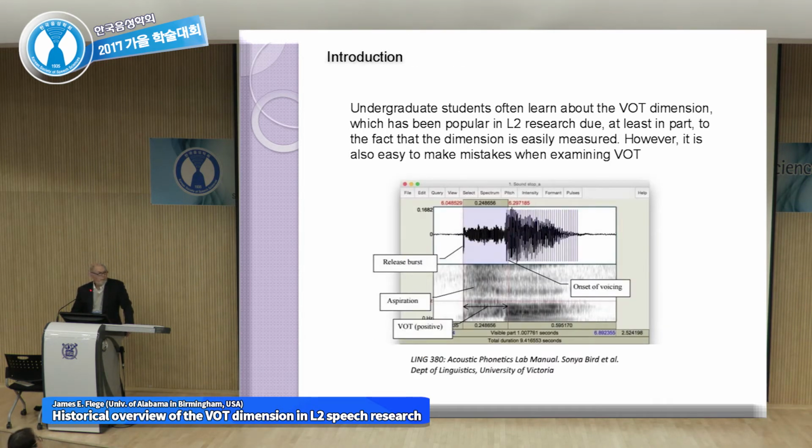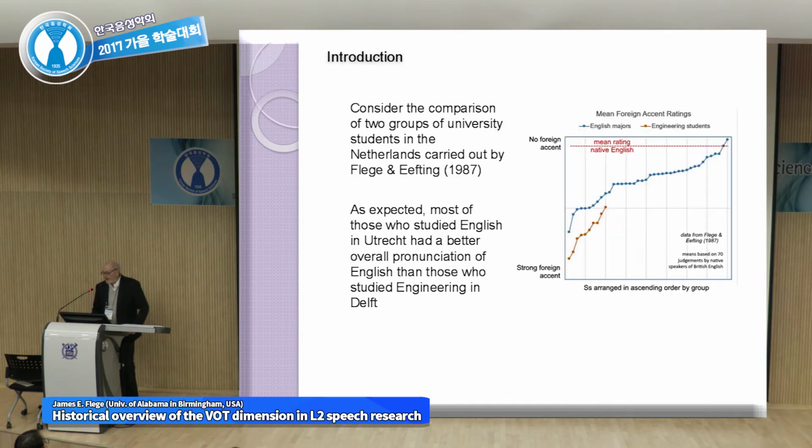Undergraduate students, perhaps your own, often learn about the VOT dimension, which has been quite popular in L2 research. So getting back to VOT, it's very popular, and that's due, at least in part, to the fact that it's easy to measure. The problem is, however, that it's also very easy to make mistakes when examining VOT. Consider this as an example.